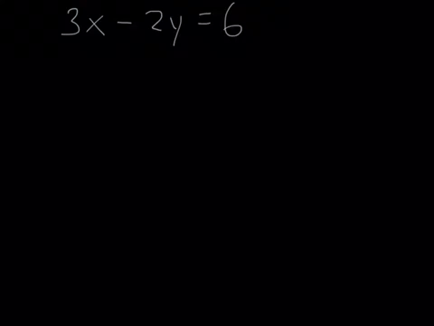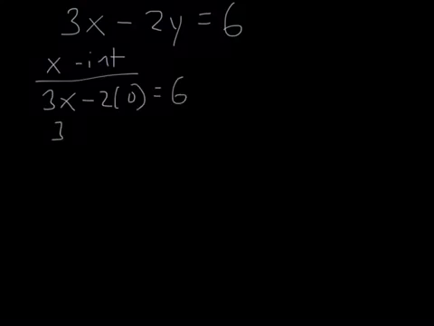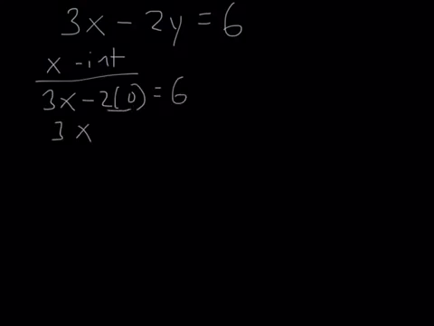Let's try this with another equation. Let's find the intercepts and also graph the line of the equation 3x minus 2y equals 6. Let's find the x-intercept here. We'll plug in 0 for y. So I get 3x, and 2 times 0 is just 0. So this will just be 3x equals 6. Divide by 3 on both sides. I get x equals 2 for my x-intercept.